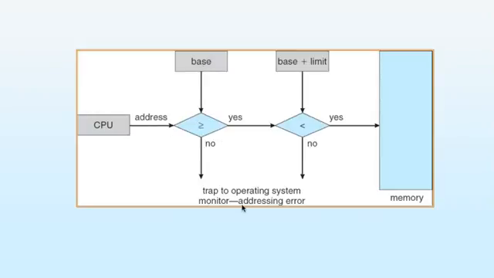No. And then we end up with this thing called a trap to the operating system, or a monitor, that says it's not loaded into memory, or we can't find it, or there's an error or something going on. If it does find the address, then we go from the base to the limit, and the base to the limit is going to give us our memory and tell us where in here.